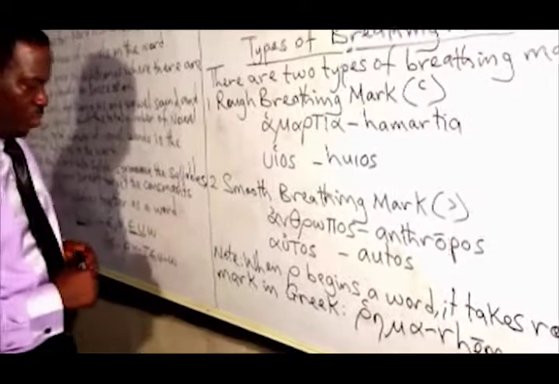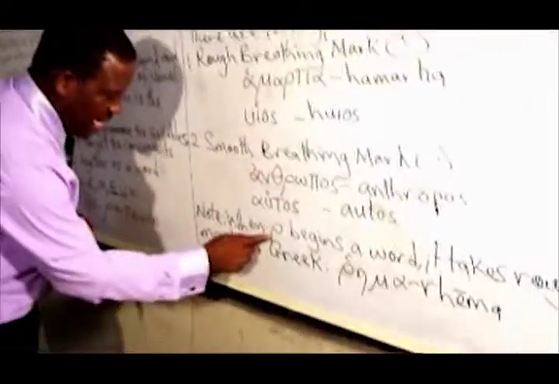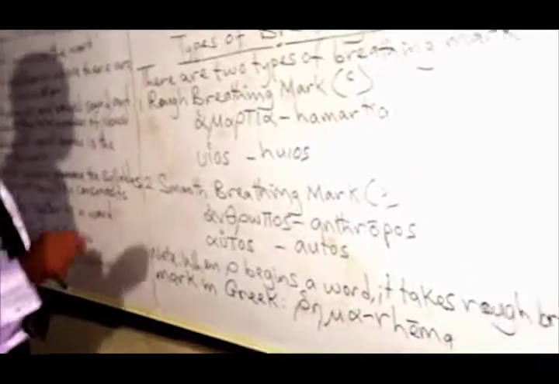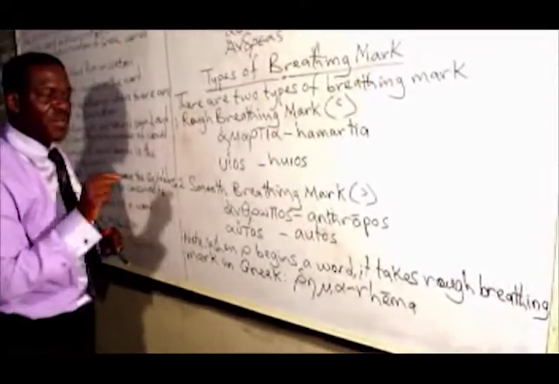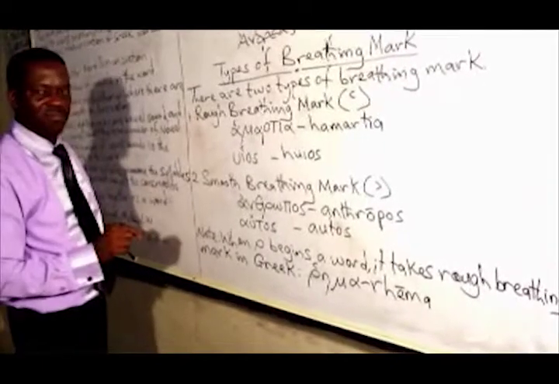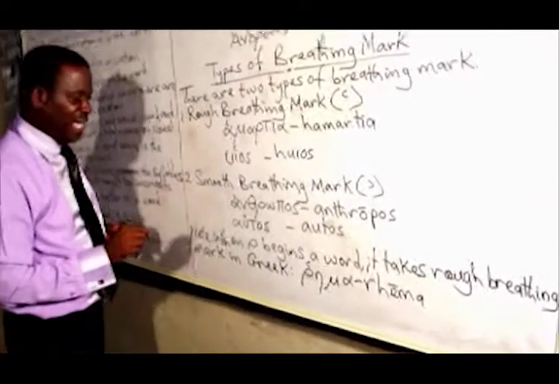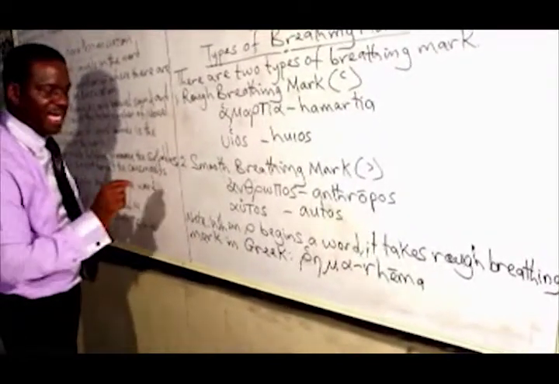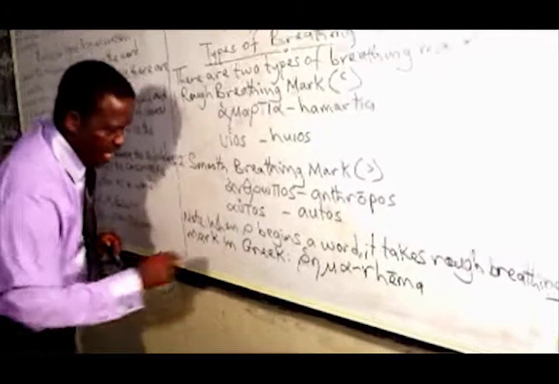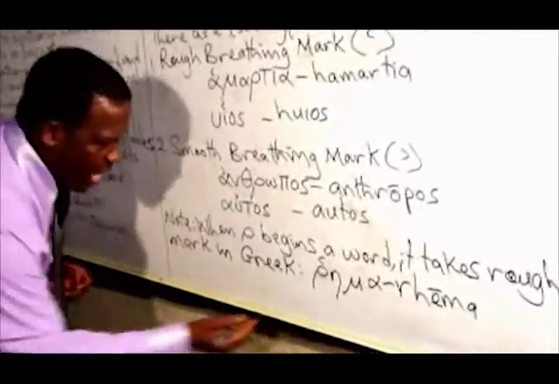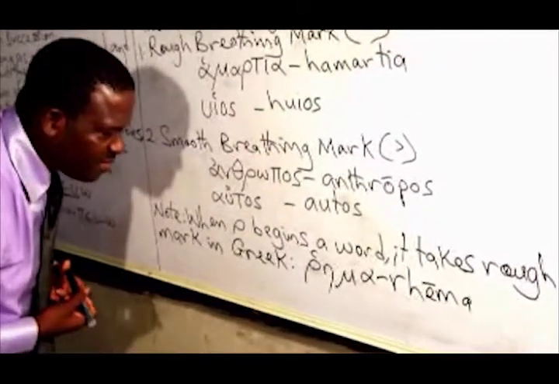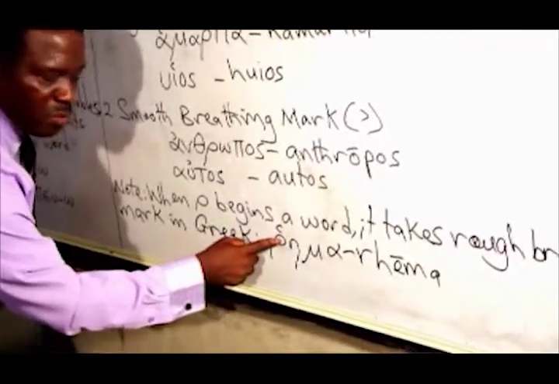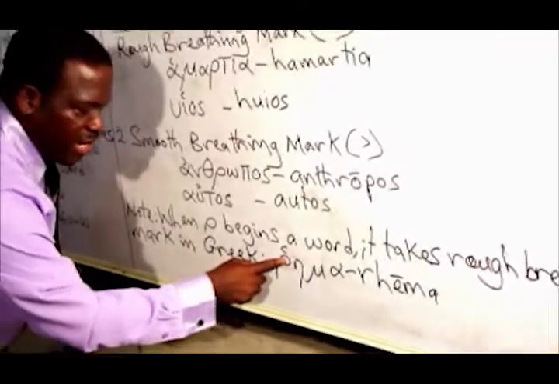Take note of this. Rho as a letter is a consonant, not a vowel. When rho begins a word in Greek, it takes the rough breathing mark. Anytime rho as a letter begins a word, it must take the rough breathing mark. In Greek, we have an example in this word, rhema. Look at the rough breathing mark on top of rho. It must be there in Greek.